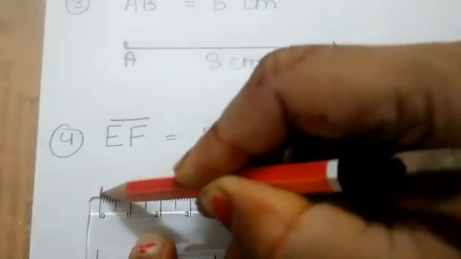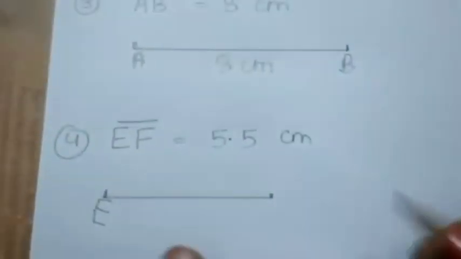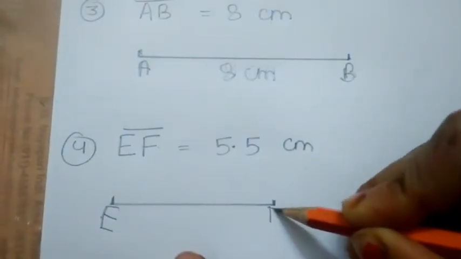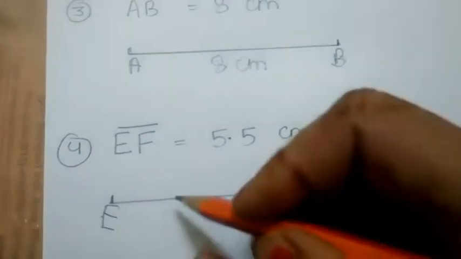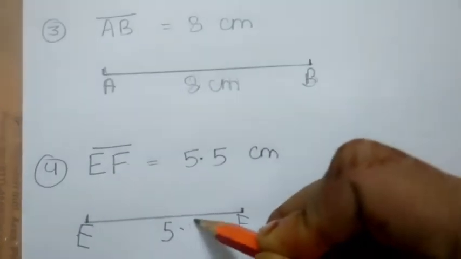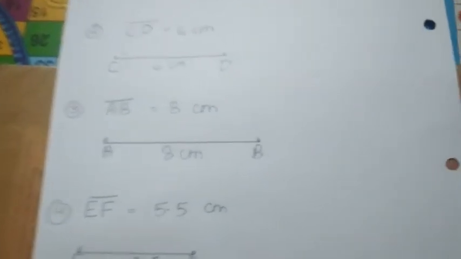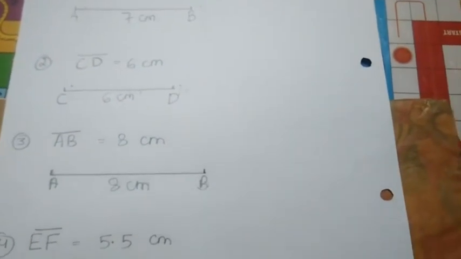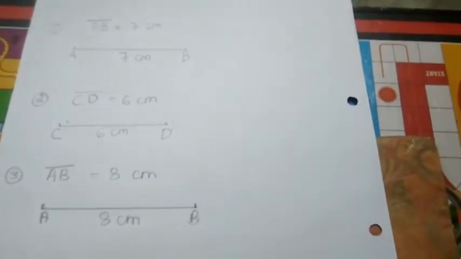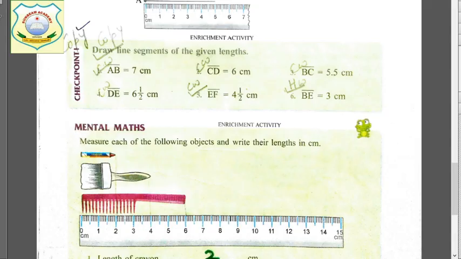Now we will join these two points. This is line segment EF, 5.5 centimeter. So we will write here 5.5 centimeter. So this is how we are going to draw the line segments AB 7 centimeter, CD 6 centimeter, AB 8 centimeter and EF 5.5 centimeter.